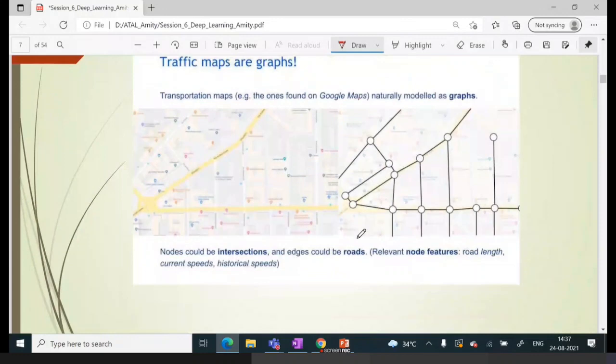The second motivation is, all of us know about Google Maps. Basically, again, we can consider them as graphs. So what is the idea here? Whenever you consider intersections of different roads, those intersections will be represented by nodes, and edges between different intersections are nothing but roads.